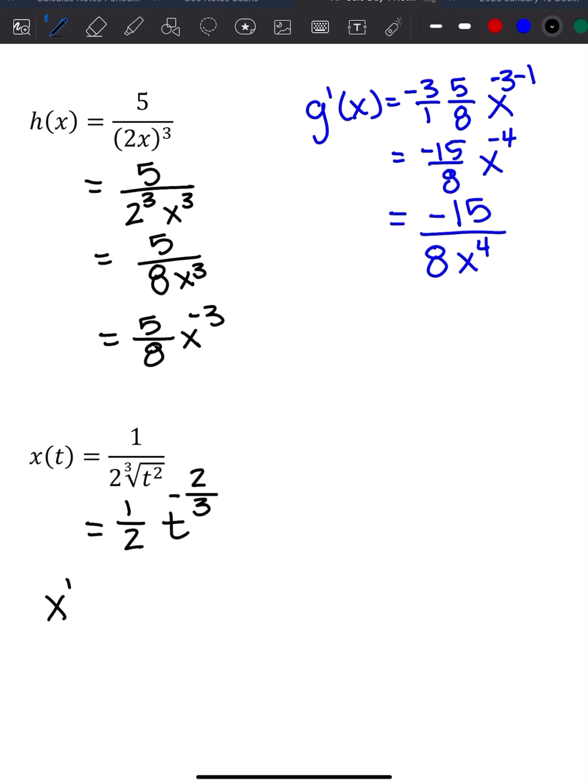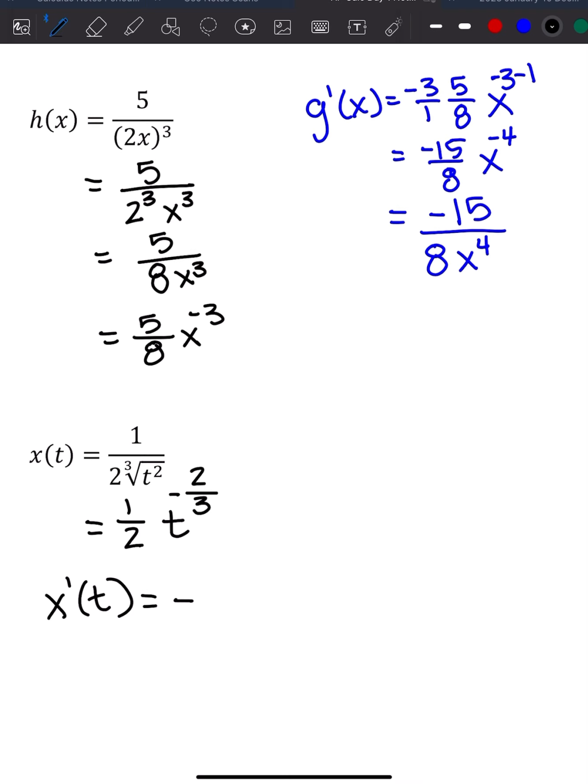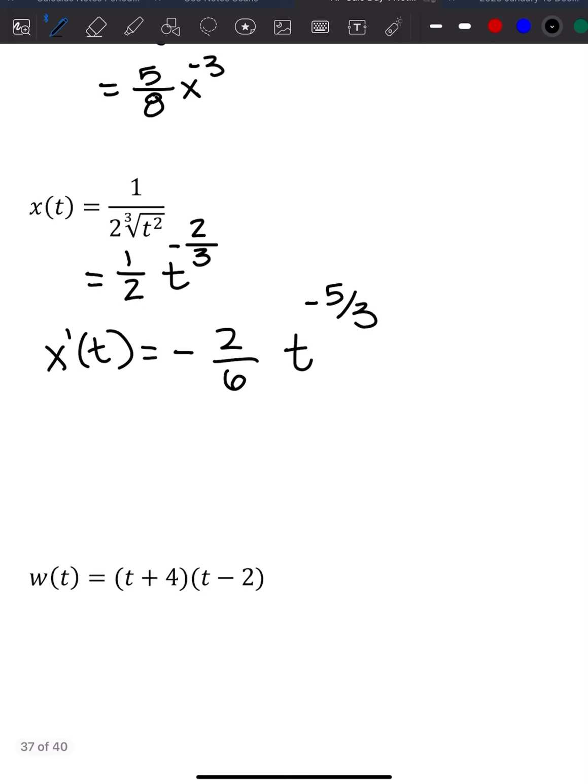So this is what I'm taking the derivative of. x prime of t equals 1/2 times negative 2/3, so we have a negative 2 over 6 t. We are taking 1 away from negative 2/3, which is really just taking away 3 over 3. So this would be negative 5/3. Okay, if I were to simplify this, the first thing I'm going to simplify is this fraction. 2/6 is the same thing as 1/3.